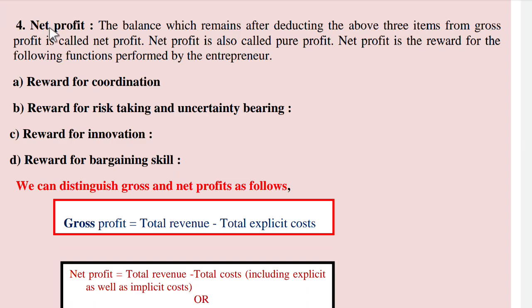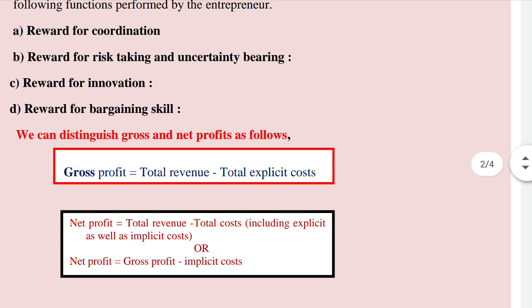Here, the balance which remains after deducting the above three items from gross profit is called net profit. Net profit is also called pure profit. Net profit is the reward for the following functions performed by the entrepreneur. So, which are these? Importantly, four aspects are there which we may classify into A, B, C, D. And then A, reward for coordination.